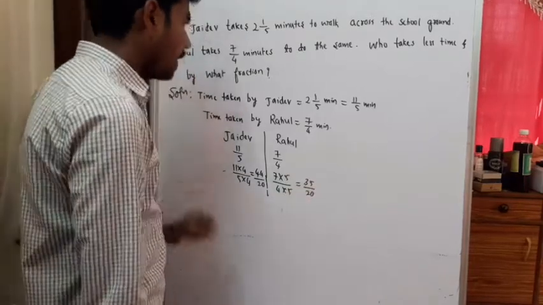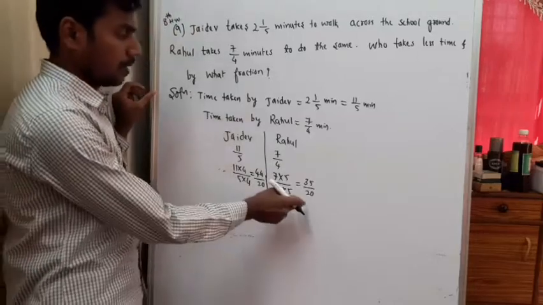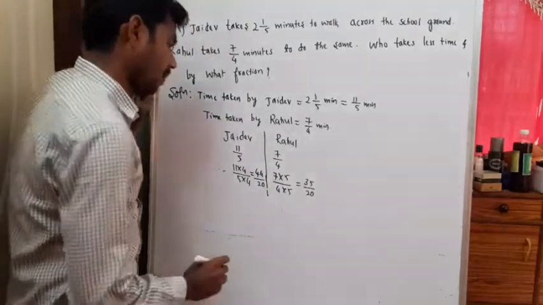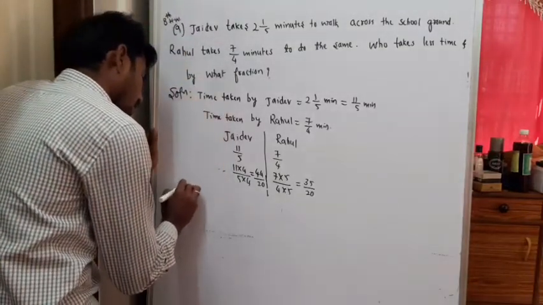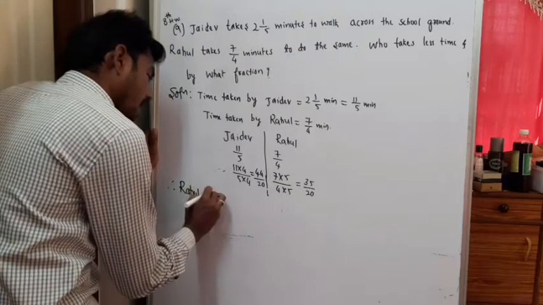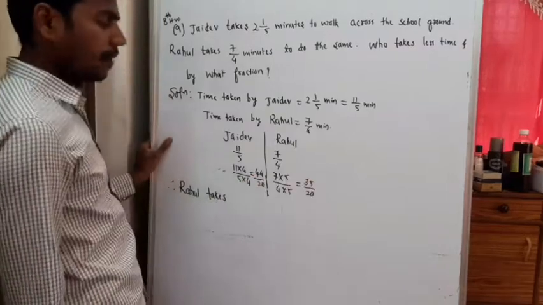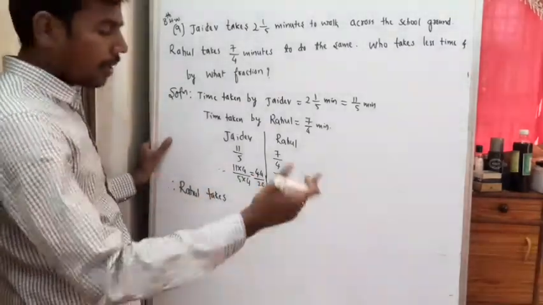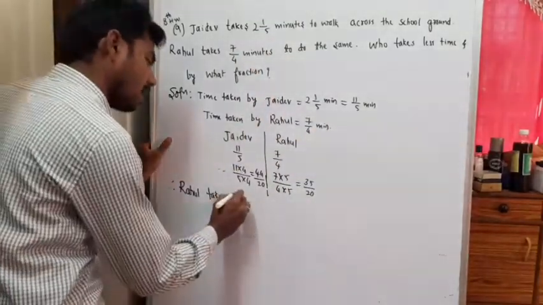So who takes less time? Rahul takes less time. Therefore, Rahul takes, see, 44 by 20 and 35 by 20. Obviously, since the denominator is same, if the numerator is lesser, then their value will be lesser. So Rahul takes less time.